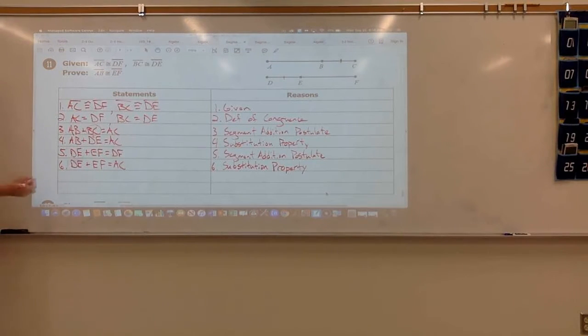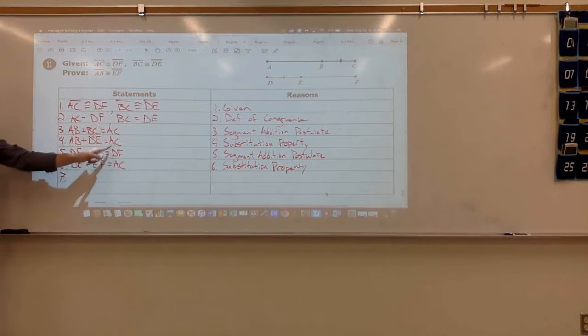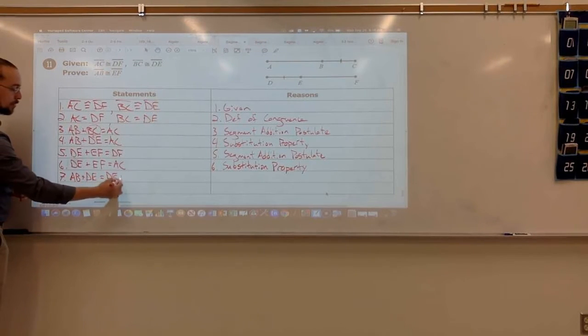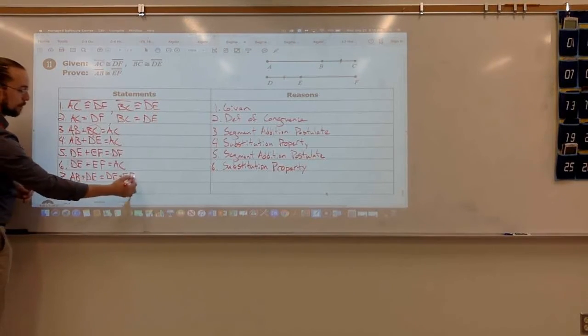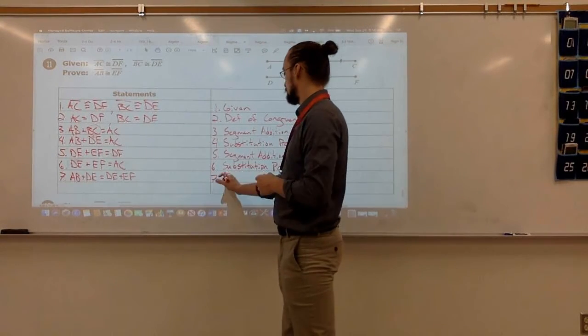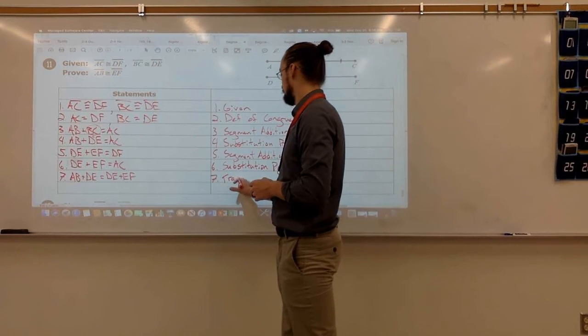Okay. So now, since I know that this and this are both equal to AC, I can set these two things equal to each other: the AB plus DE and the DE plus EF. So that we can use substitution or transitive for that.